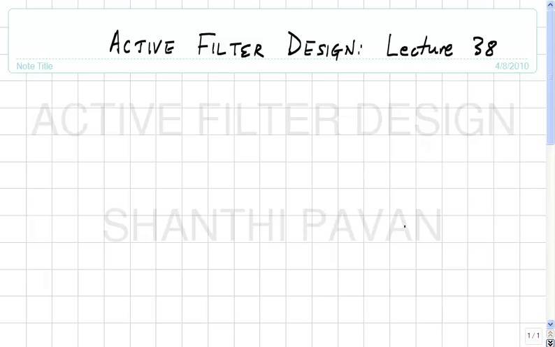Alright, so this is active filter design, lecture 38. In the last class, we saw how one might test an active filter, right. While the discussion yesterday might have given you the impression that it's only valid for GMC filters, it's not true. Whatever box there is inside, in fact, it doesn't even have to be a filter.